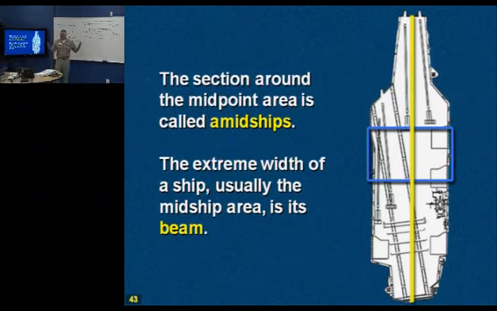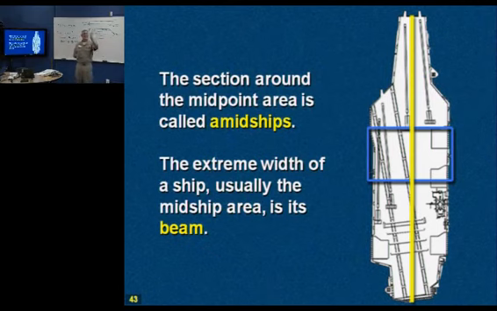Okay, about the middle is amidships. You just go in the middle, the midpoint. Amidships. The extreme width of the ship, and this is very important, is the beam. Why would the beam be important to a Navy ship?